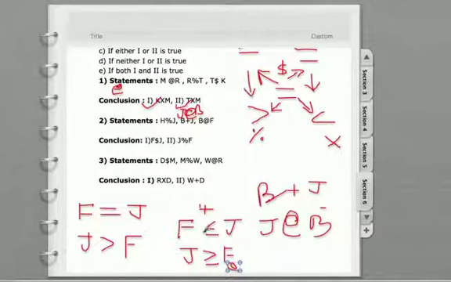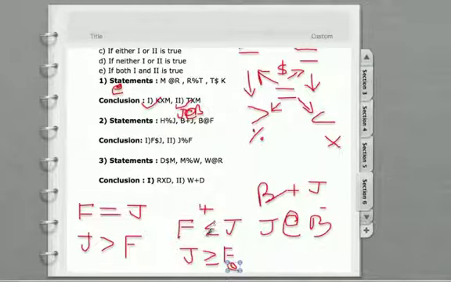So do not confuse between this and this. These two are the same. Actually, f is smaller than or equal to j, and here we also get that f is smaller than or equal to j. We can say it either by this or by this. So we can split these into these two.